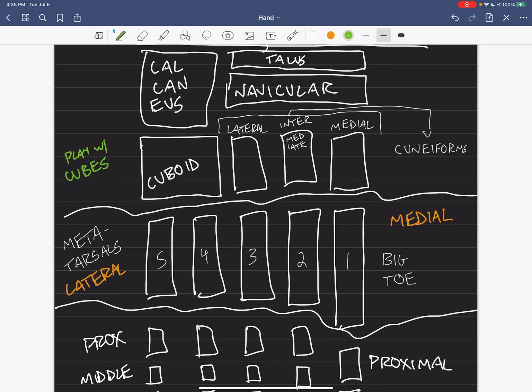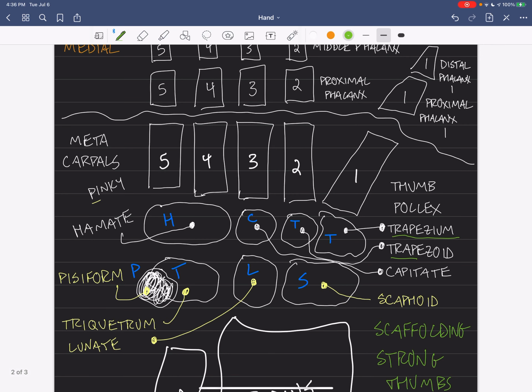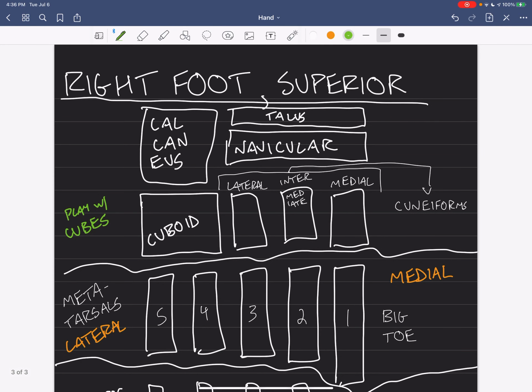Just like the tricycle, which is the triquetrum, which is off that pinky finger on the hand. You can think of, you play with cubes. All right, that's called the cuboid. And then you just have your cuneiforms, which is kind of tough to spell, but I look at it as 2 words. You have cune, and then you have iforms.